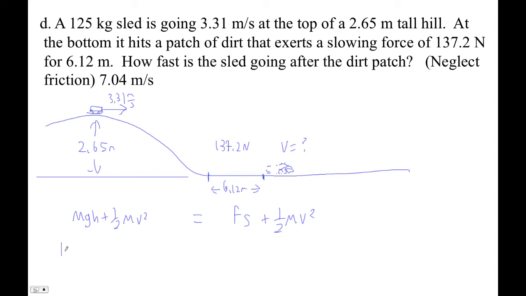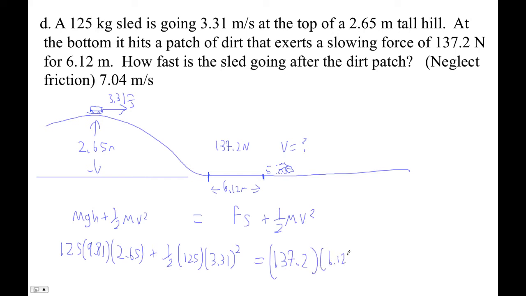So let's see, 125 times 9.81 times 2.65 plus 1/2 times 125 times 3.31 squared is equal to 137 times 6.12 plus 1/2 times 125 v squared. God help you if you can't do math here. Okay, a little coffee there.